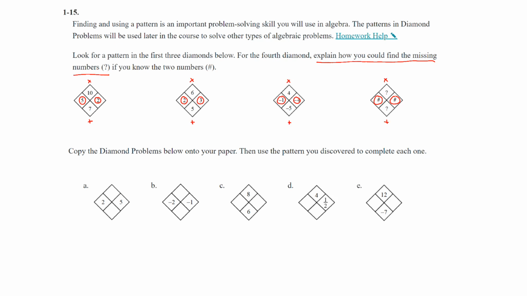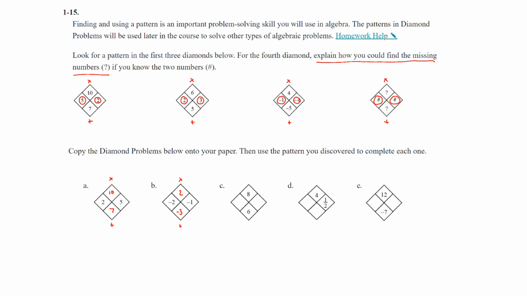So explain how you could find the missing numbers. And so I talked about it, but you need to write it down in terms of what we just discovered. Now, the rest of them we're gonna complete. We're gonna copy the diamond problems onto your paper and then use the pattern you discovered to complete each one. So the 2 and the 5 is similar to what we saw in the very first one. 2 plus 5 is 7, and 2 times 5 is 10. Negative 2 plus negative 1 is negative 3. Negative 2 times negative 1 is 2.